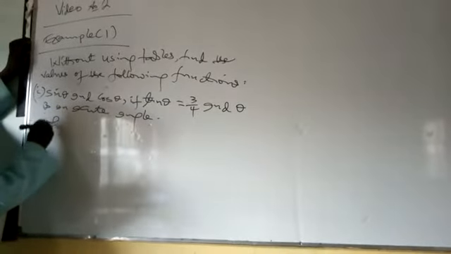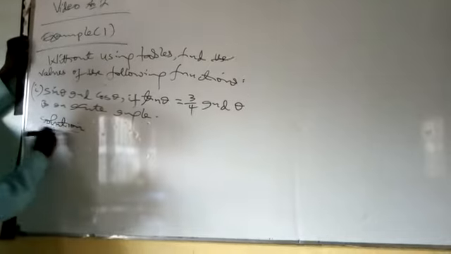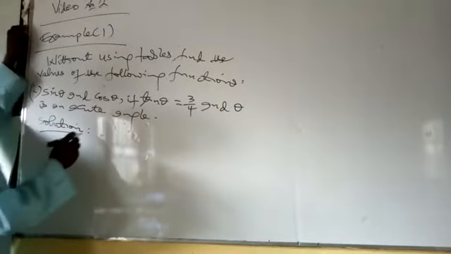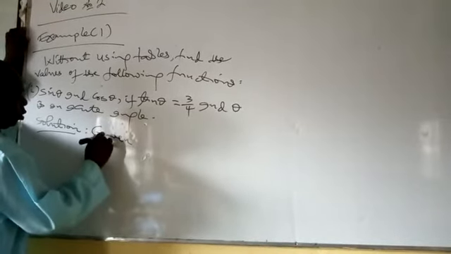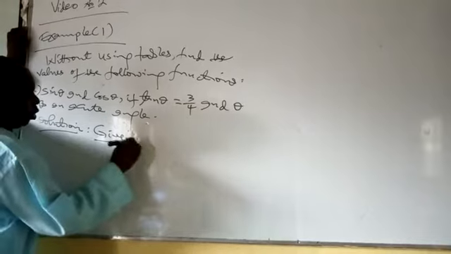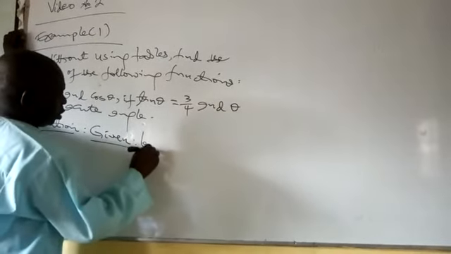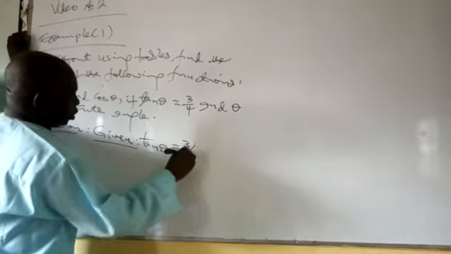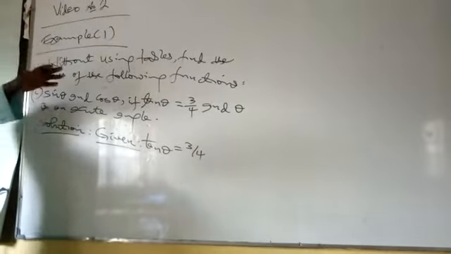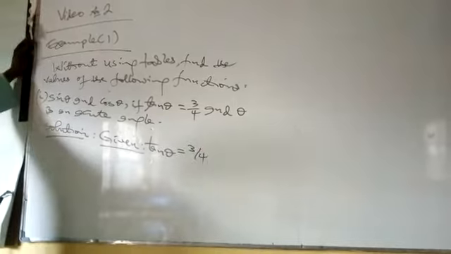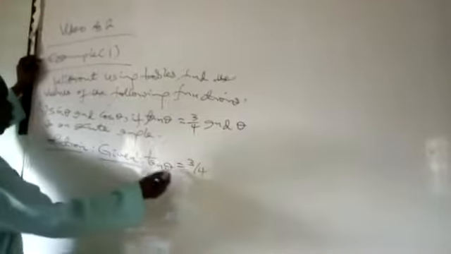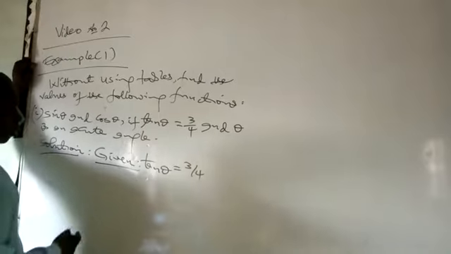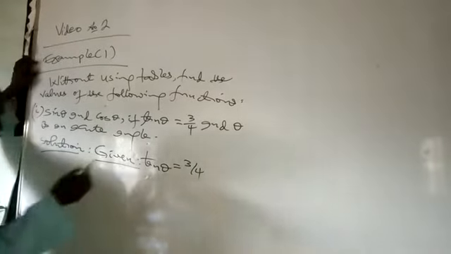Solution. Given. What are we given? We are given that tan theta is equal to 3/4. Now what do we do? We go into our formulae, all those 4 formulae that we have, and look for the relationship between tan theta and sin theta, and between tan theta and cos theta. Of course, there is a relationship. That would be the very first formula.